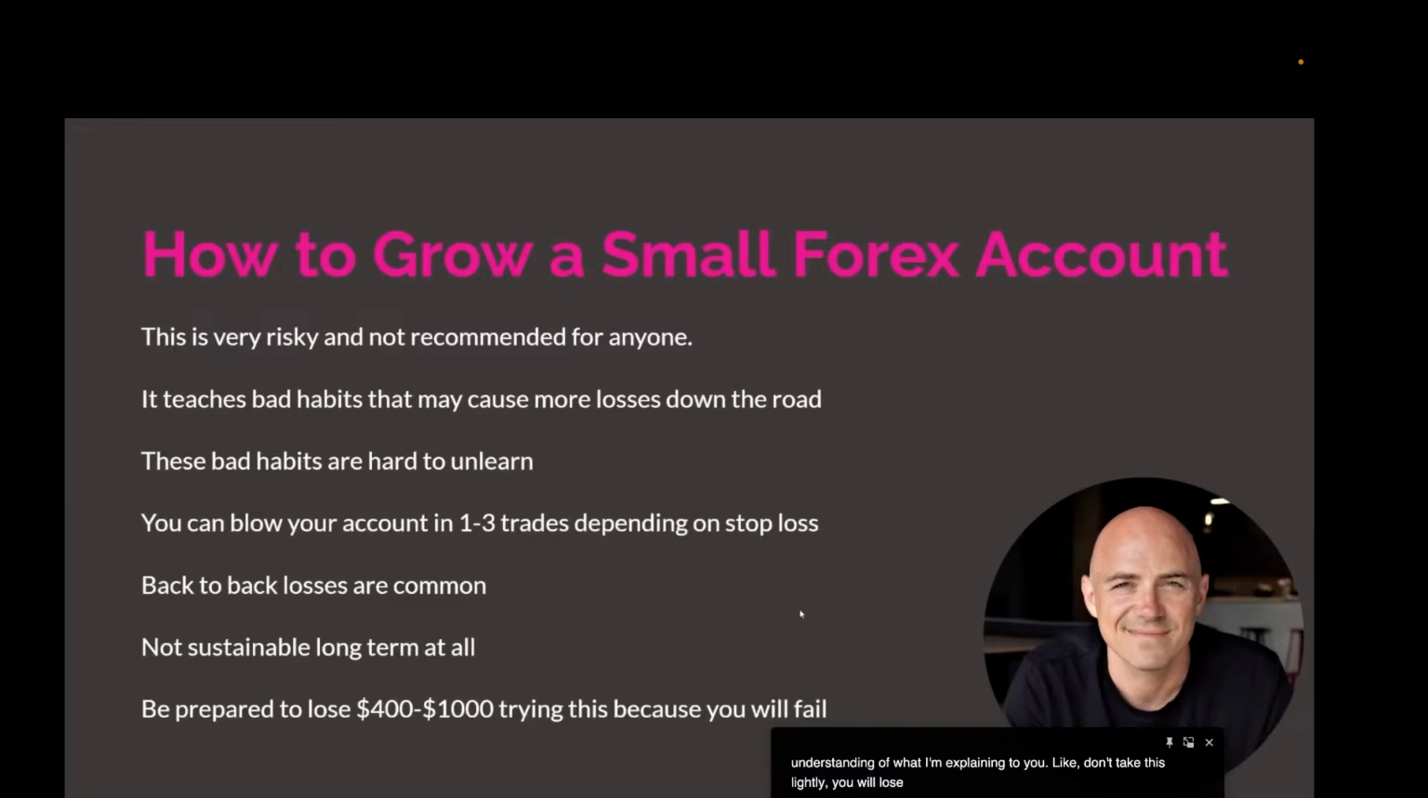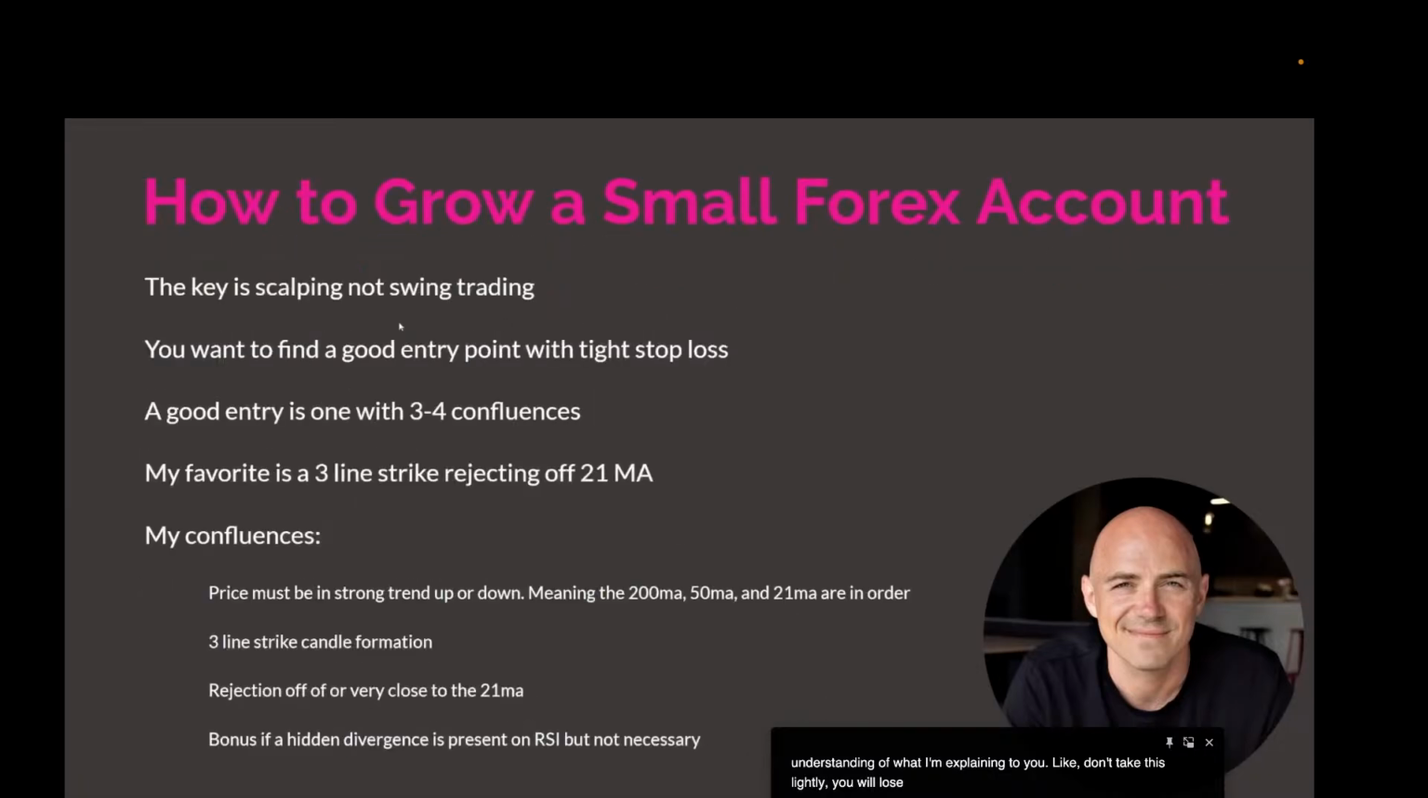Let's get into it. The key to growing a small Forex account is scalping, not swing trading. You want to be in and out of your positions with tight stop losses. Those tight stop losses are found with good entry points. A good entry point is any trade that has 3 to 4 confluences that line up, giving you an indication that this trade will play out in your favor. The more confluences you have, the more confidence you can have in your trade.